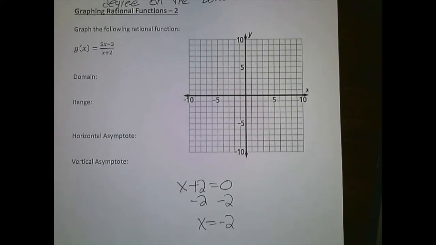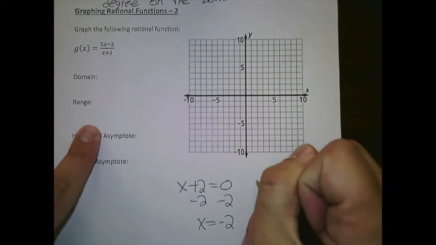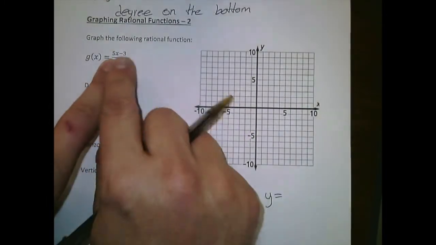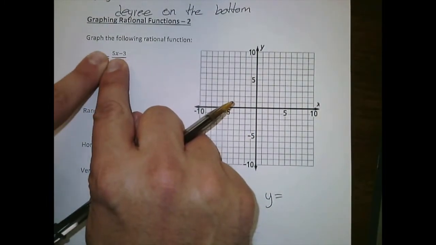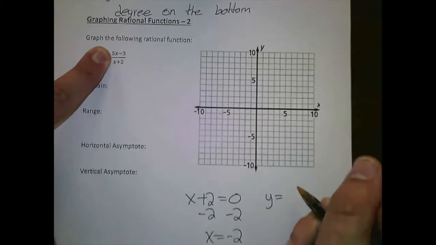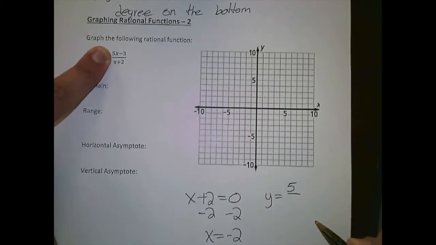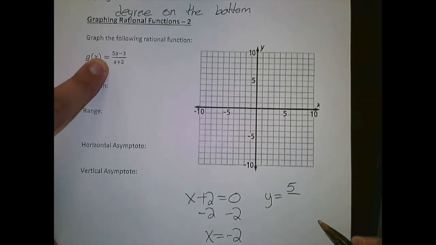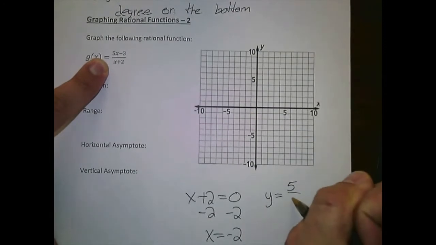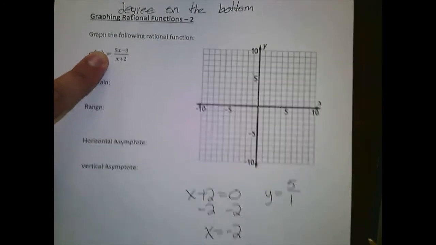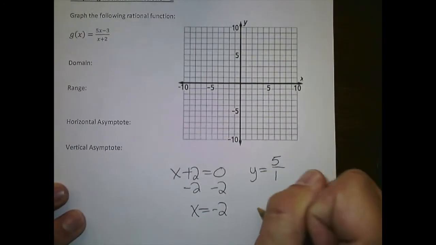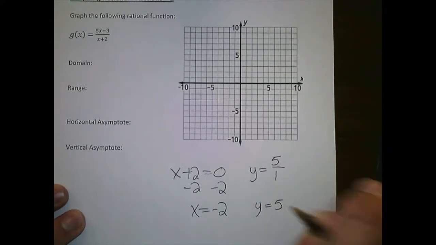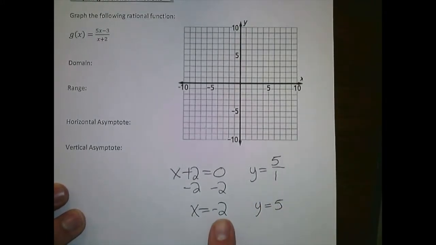To find the y value, what we need to do is take the leading coefficient on the top and divide by the leading coefficient on the bottom. So the leading coefficient on the top is, well, the first number that shows up in the front on the top, which is 5. The leading coefficient on the bottom, it's not written there, but when you have an x like that, the leading coefficient is 1. So we're really looking at 5 divided by 1, which is just 5. So my center point is going to be at negative 2, 5.